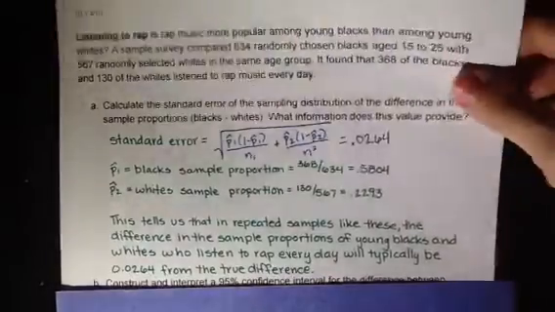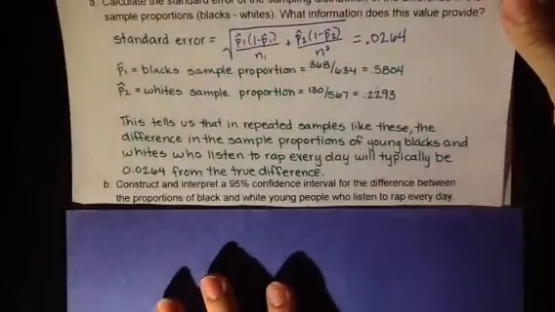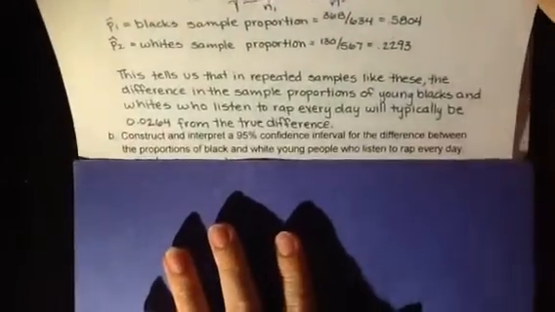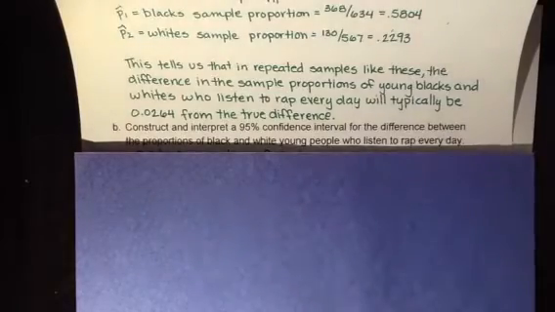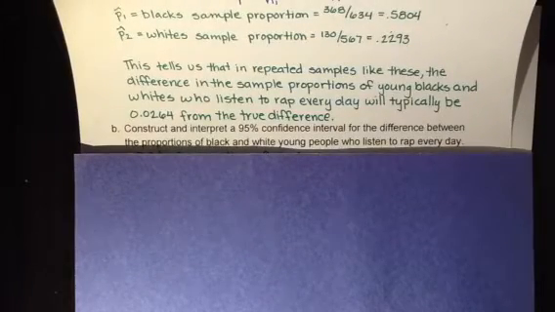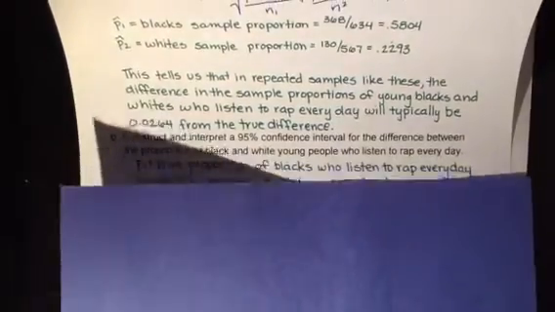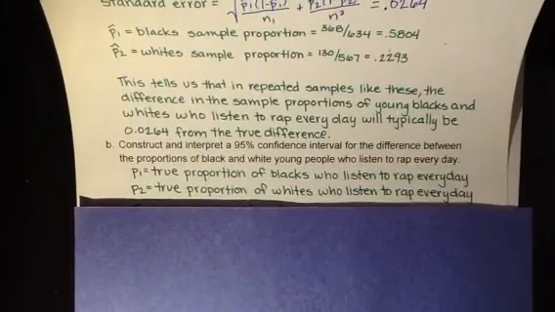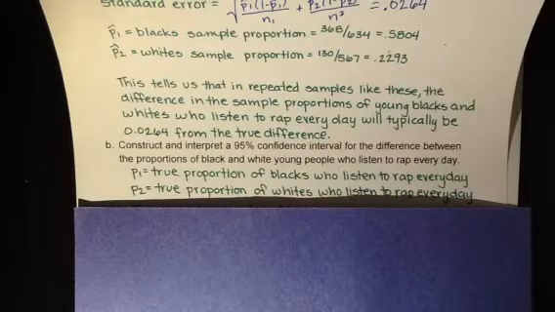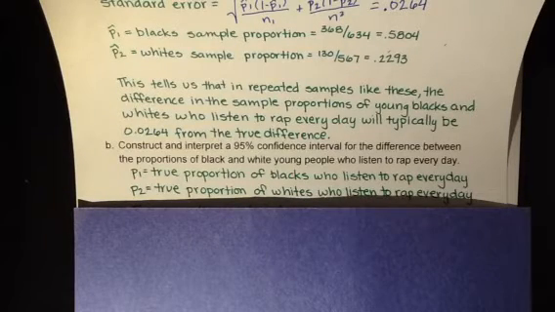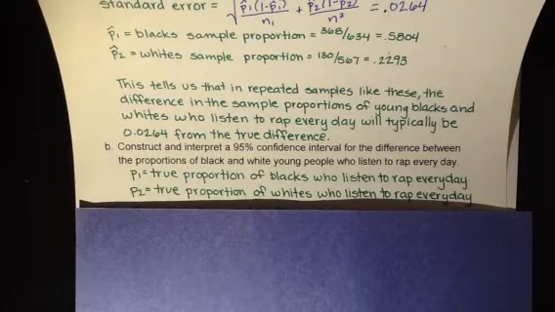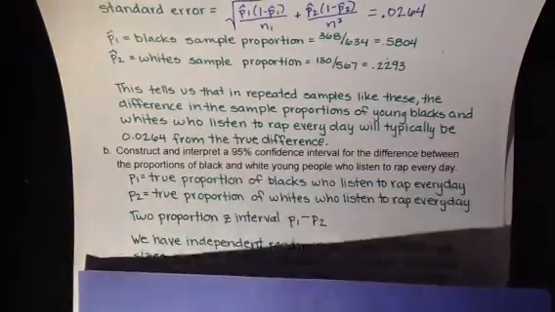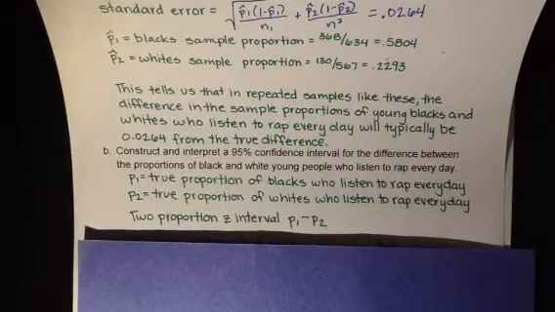All right, now for part B. We need to construct and interpret a 95% confidence interval for the difference between the proportions of black and white young people who listen to rap every day. So in order to construct a confidence interval, we are first going to need to define our parameters of interest. We just have two parameters now we have to worry about. So p1 is the true proportion of blacks who listen to rap every day, and p2 is the true proportion of whites who listen to rap every day. We're going to do a 2-proportion z interval for p1 minus p2.